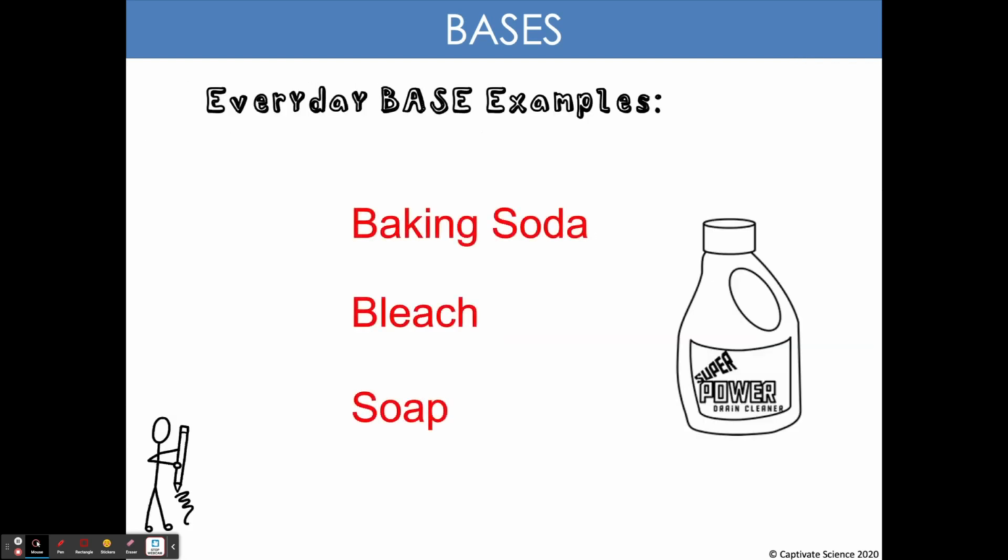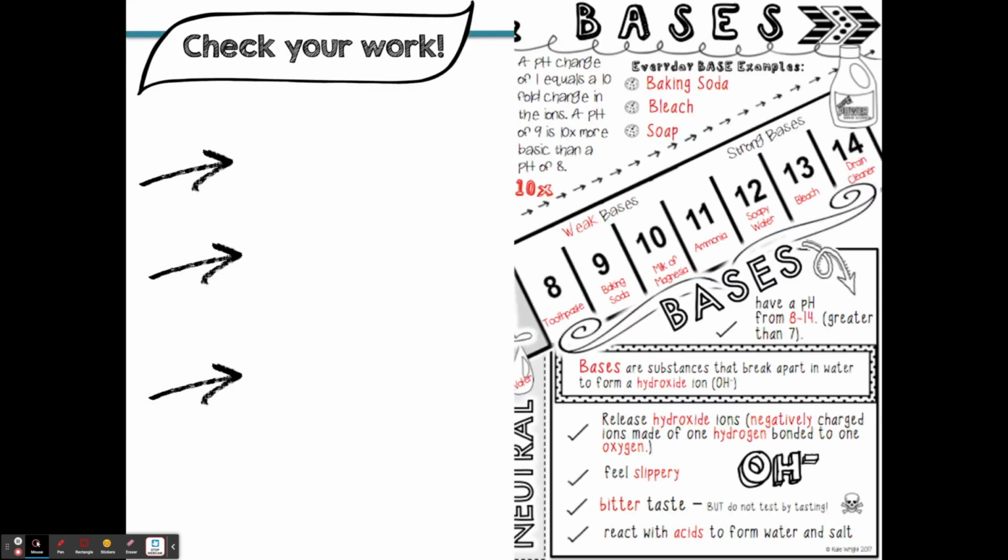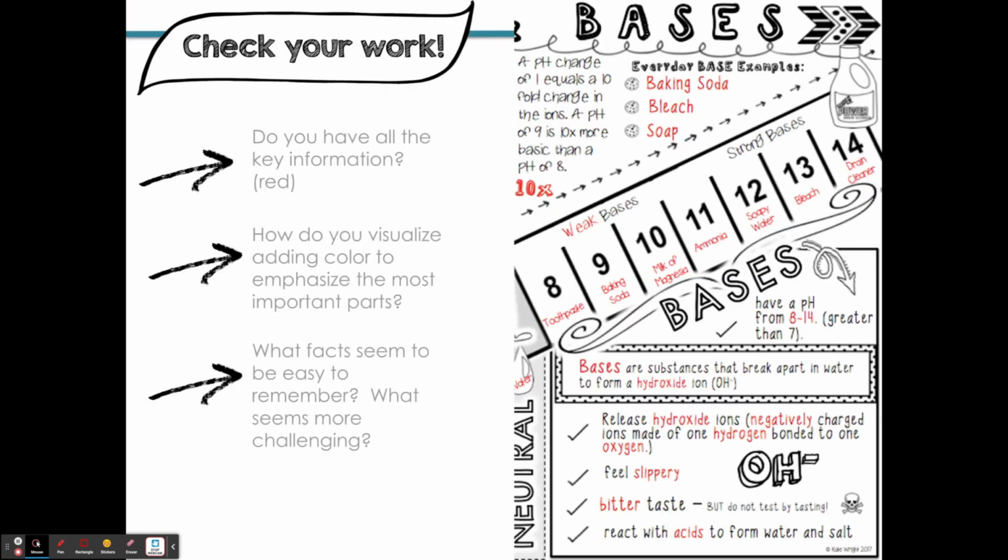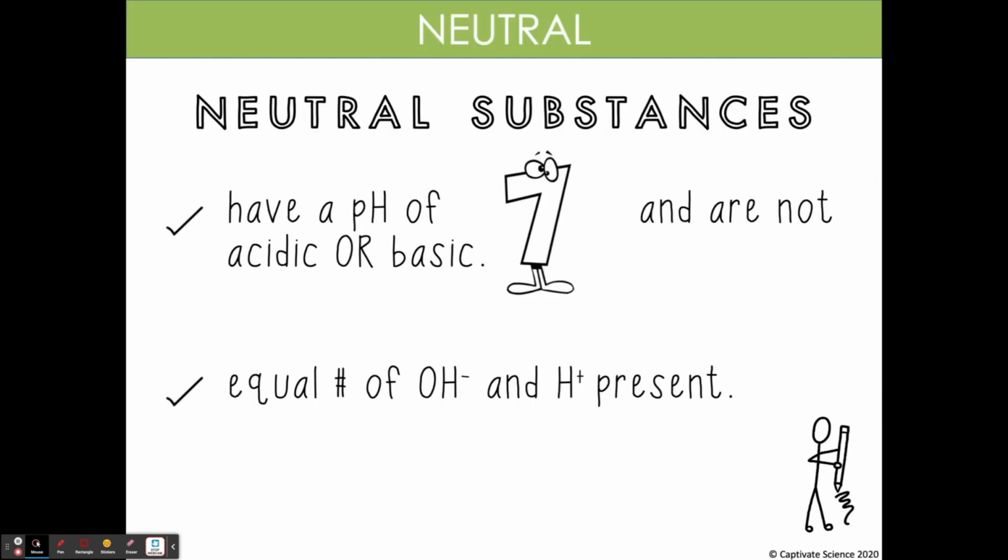All right, everyday base examples. Baking soda is a base, bleach is a base, and soap. All right, check your work. Make sure you've got everything filled in. Do you have all the key information in red filled in? Make sure that where you're adding color, you're not taking away from the words that you need to read. And think about what things are easy to remember and what parts are more challenging.